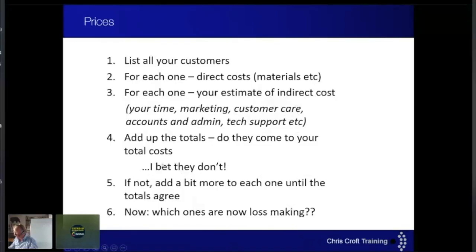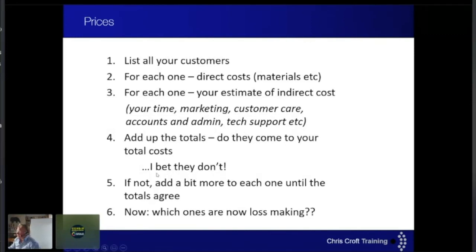Add it all up and see if it comes to the total cost. I bet it doesn't. I bet if you add up the time you spend on each customer, it doesn't come to the total of all your time, because we always underestimate it. We always think, oh, well, I don't spend long with that person, but actually you do. Just try looking at the email thread for something you sold recently. You'll find there's hundreds of emails backwards and forwards. You forget how much time and work is involved in looking after customers.